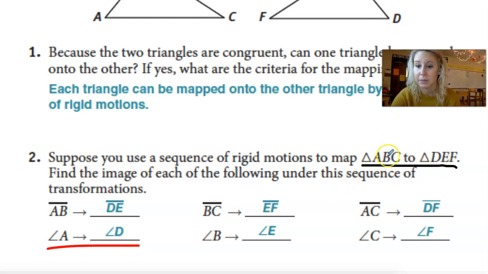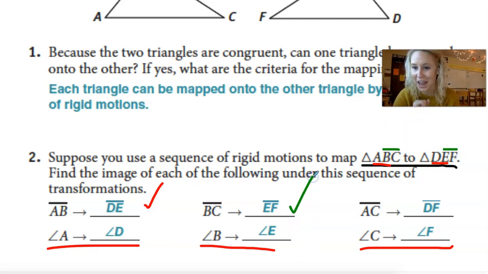Same thing, B is the middle letter here, E is the middle letter, so B is mapped onto E. They're in the same position in the triangle. Same thing here, C and F, they're the last letters, they're mapped together. You can also do it with the sides, it's a little bit trickier, but AB is the first two letters. The first two letters in the other triangle are DE. It worked out. Same thing, BC, get a different color. BC are the last two letters. EF are the last two letters.